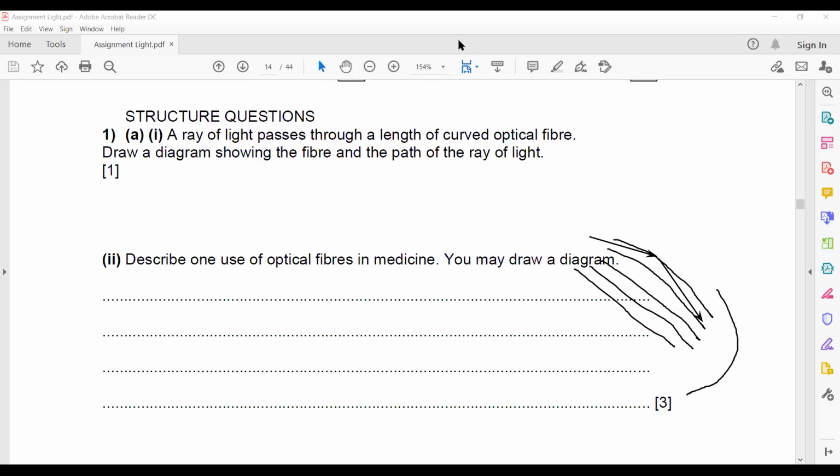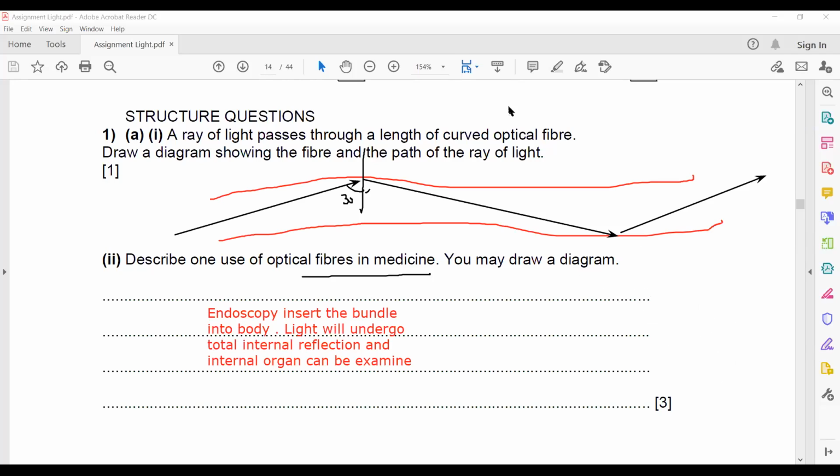So in the exam, if they say you may draw a diagram, it's better you draw a diagram. If you miss any point in the explanation, you will get marked from the diagram.